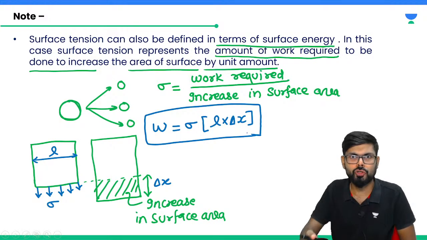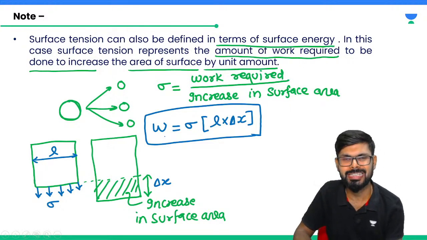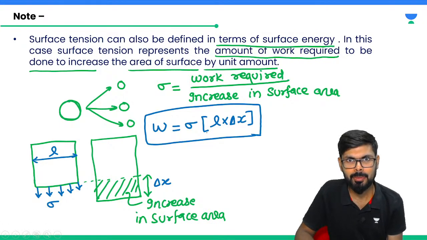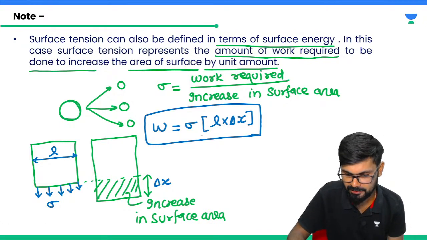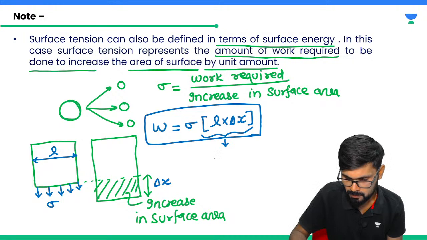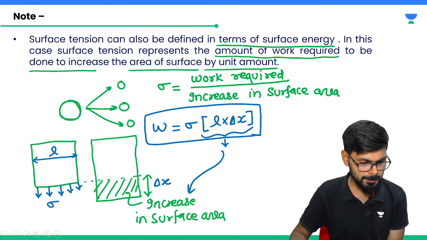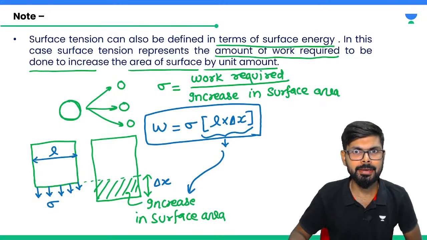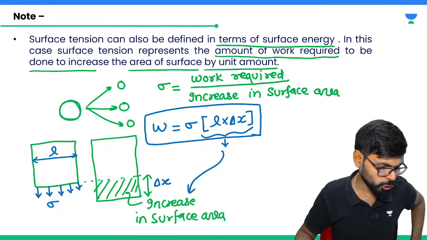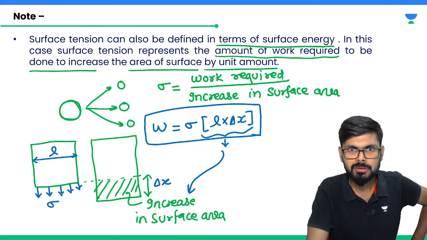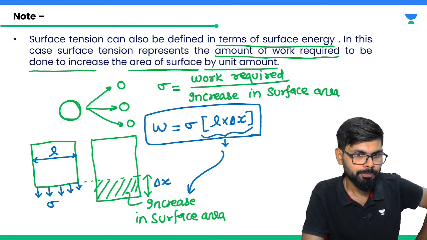So like that also you can represent. W is equal to sigma into increase in surface area. Like that you can remember. This is nothing but increase in surface area. Clear hai beta? Clear hai? Chandu, yes, Champak, clear hai?